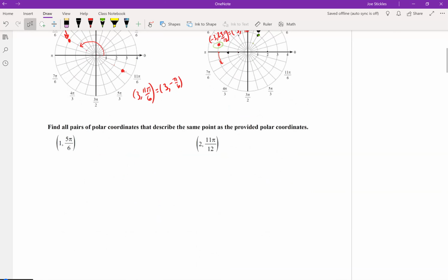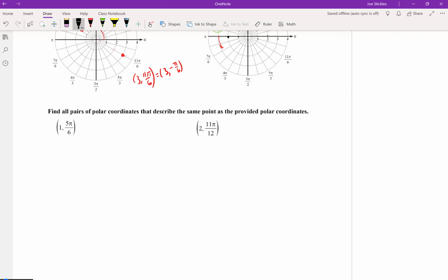So let's see if we can do the next problem here. It asks us to find all pairs of polar coordinates that have the same point. All right. So one of the things that we can do is we can always add or subtract multiples of 2 pi and end up the same place. 2 pi represents an entire rotation. So I can always add or subtract the 2 pi and get another representation of the point, right? So we see that right up here from the problem we did before, correct? Instead of doing 11 pi over 6, we could have done negative pi over 6. That's subtracting 2 pi from 11 pi over 6.